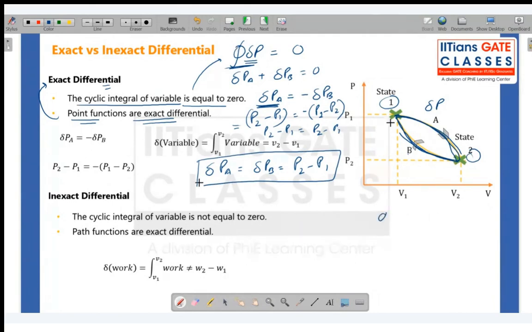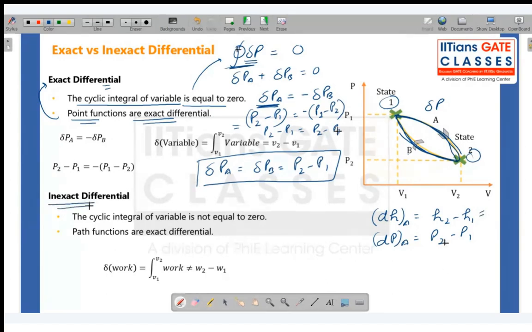For example, if you want to calculate change in enthalpy for path A, what will you do? H2 minus H1. If you have to calculate change in pressure for path A, what will you do? P2 minus P1. Simply. So you can write it in this way.